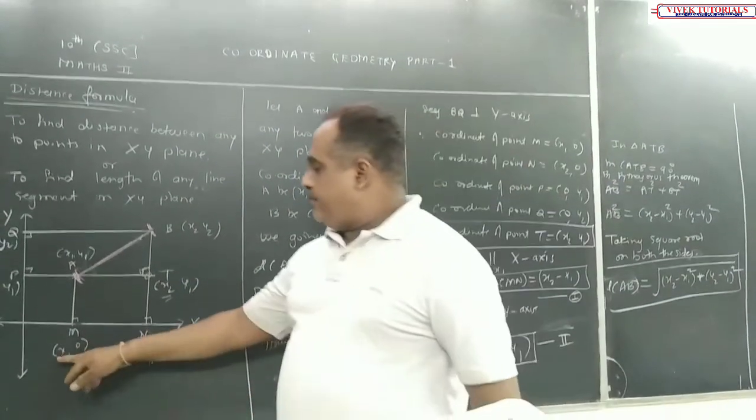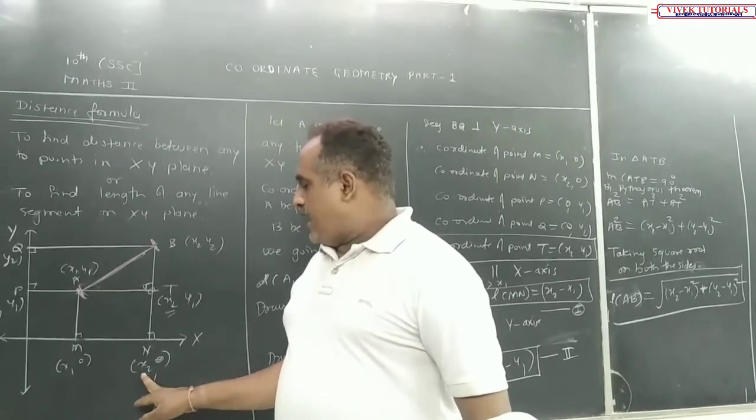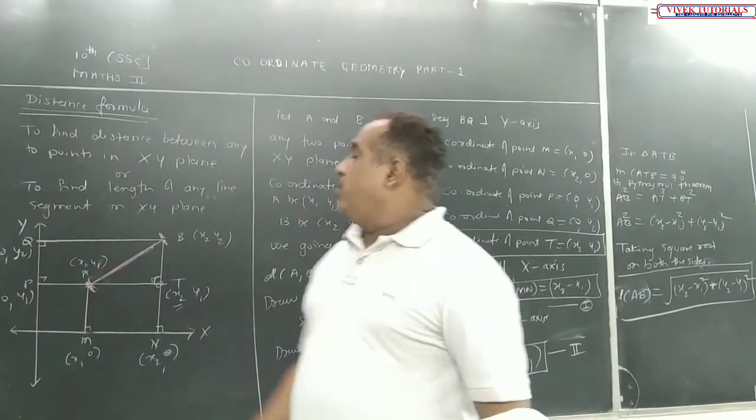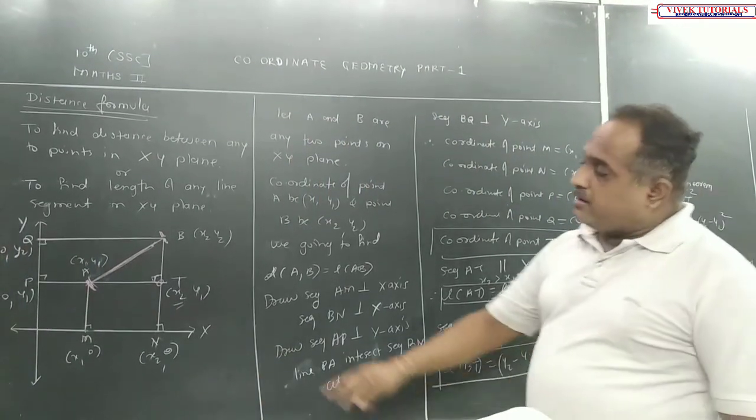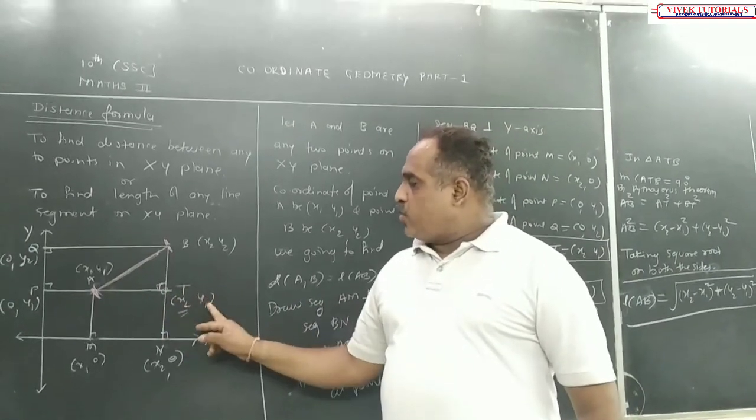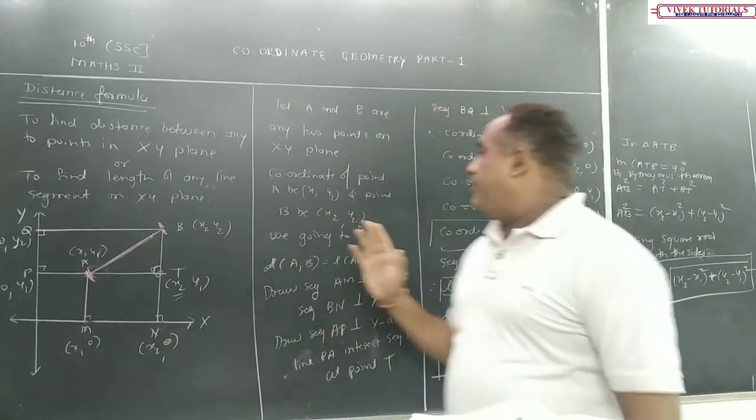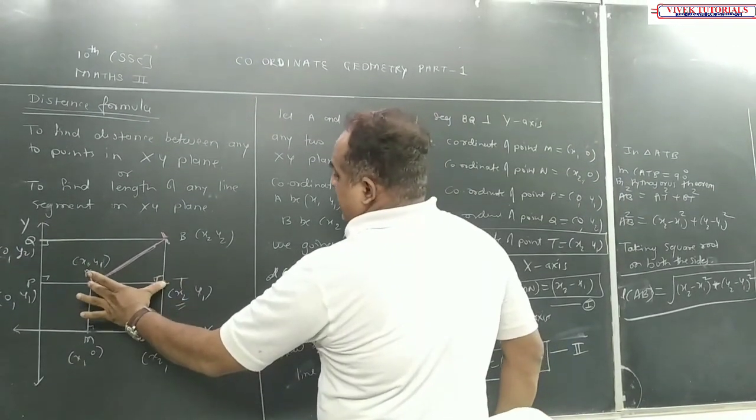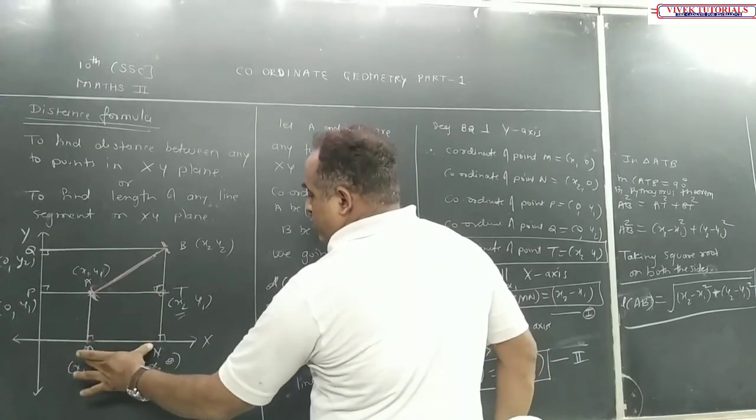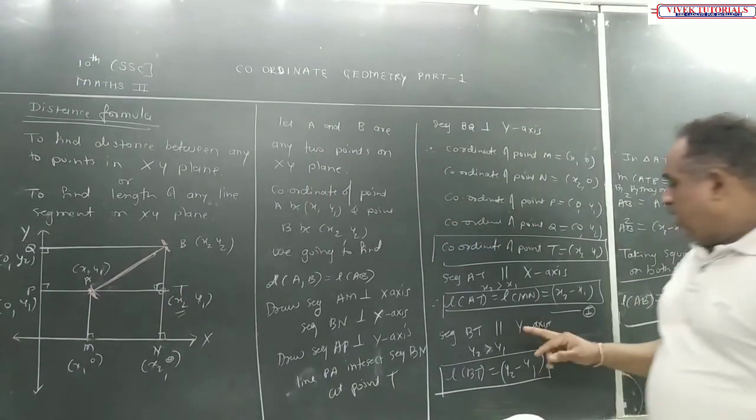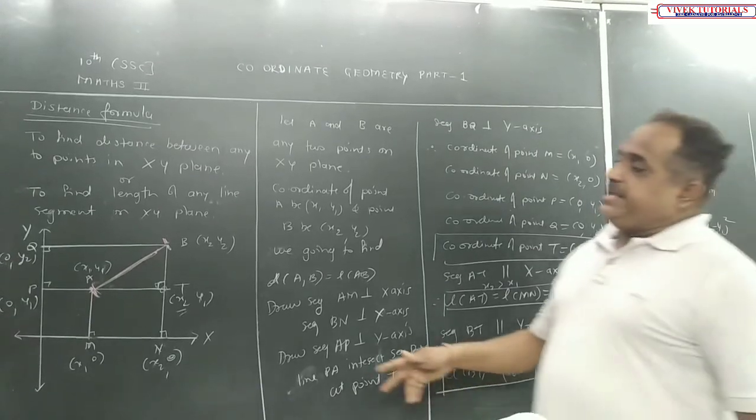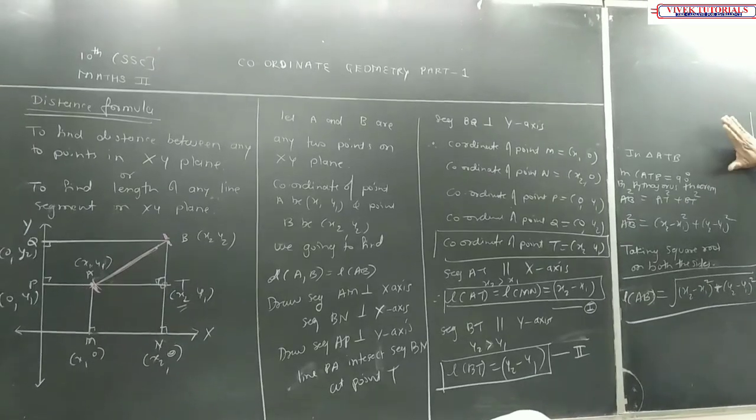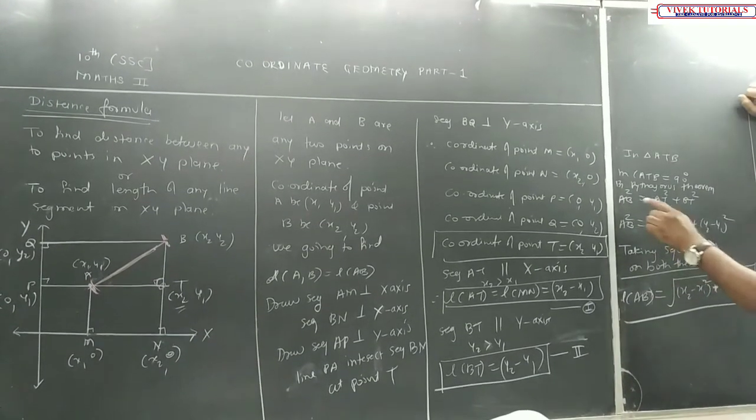So what is the coordinate of M? x1 comma 0, N x2 comma 0, P 0 comma y1, and Q 0 comma y2. The important thing is what is coordinate of point T? x2 and y1. After that, what is the value of distance AT? Distance AT is equal to MN, which is parallel to x-axis. So x2 minus x1. BT is parallel to what? Y-axis. y2 minus y1.